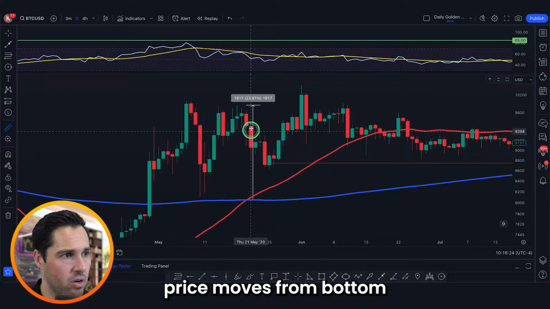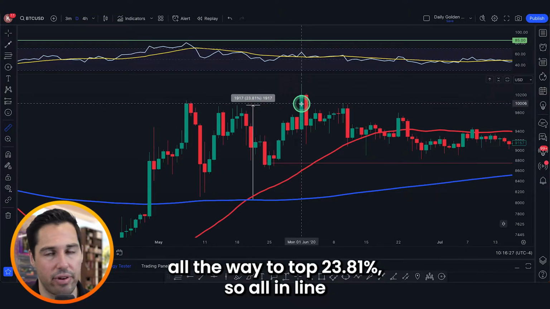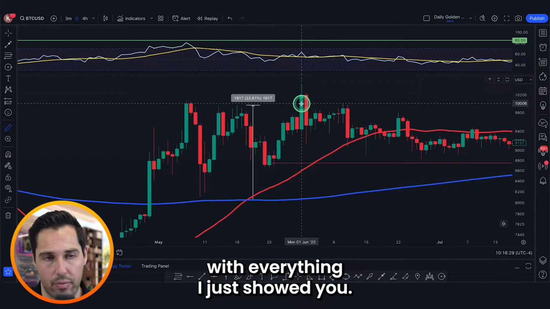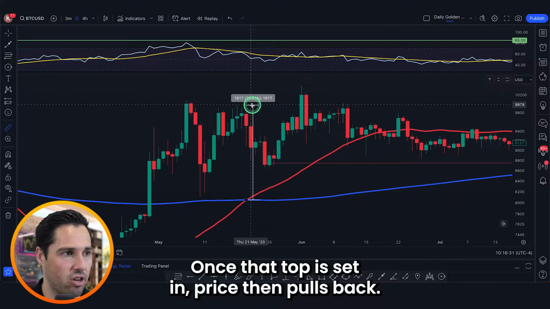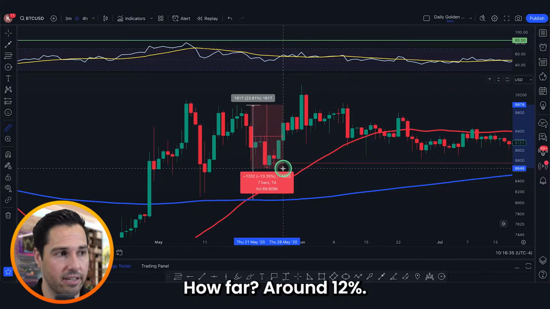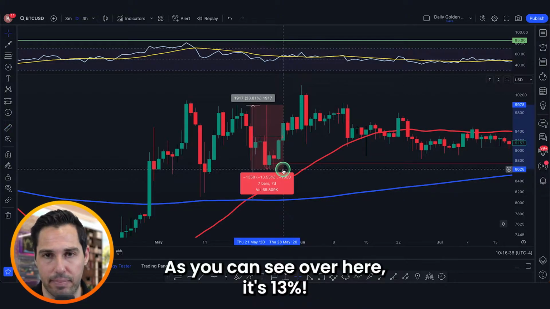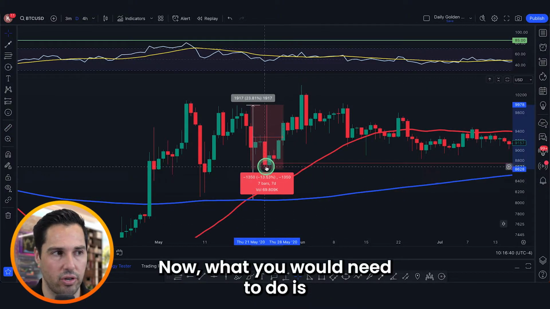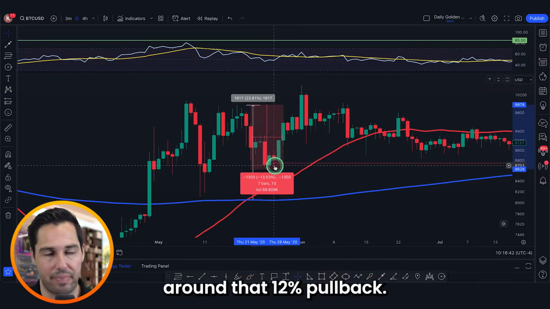price moves from bottom all the way to top 23.81%. So all in line with everything I just showed you. Once that top is set in, price then pulls back how far? Around 12%. As you can see over here, it's 13%. Now what you would need to do is you would look to time your entry around that 12% pullback.